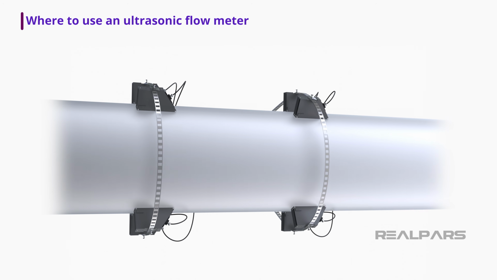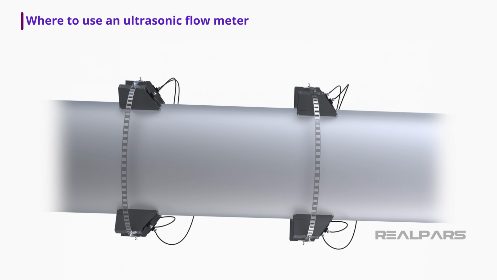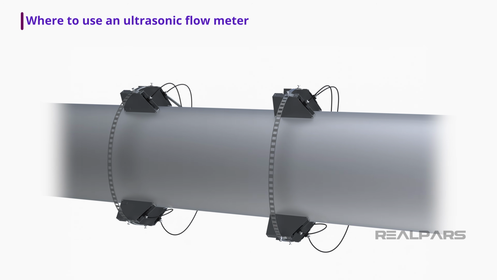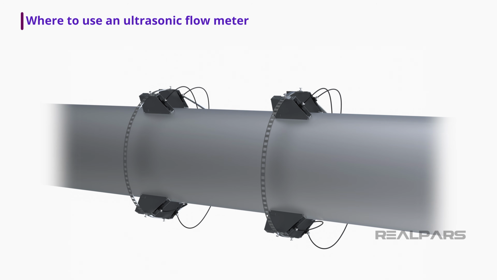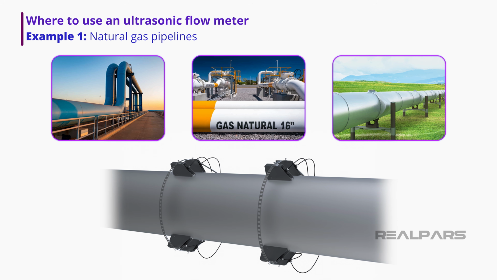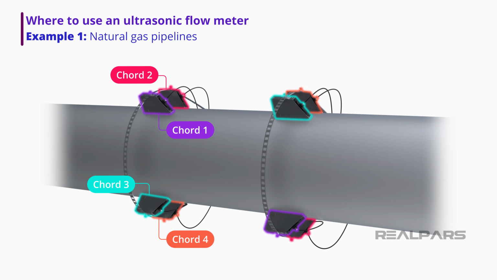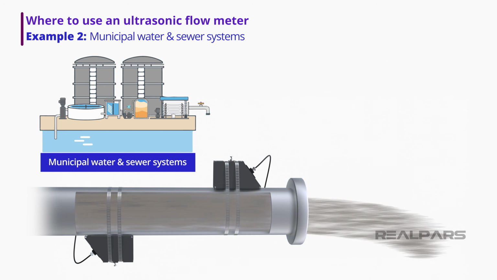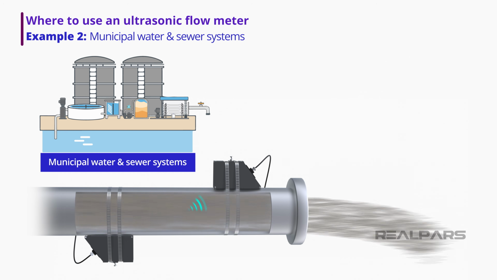Now that I've demonstrated how an ultrasonic flow meter operates, you may ask, where are these flow meters used? Ultrasonic flow meters are an excellent choice for high-pressure, high-flow applications like natural gas pipelines. For these applications, time-of-flight meters are used with 4 or more cords for accuracy. Municipal water and sewer systems often use externally mounted ultrasonic flow meters to measure flow because the penetration of the pipe is not required to install the flow meter.